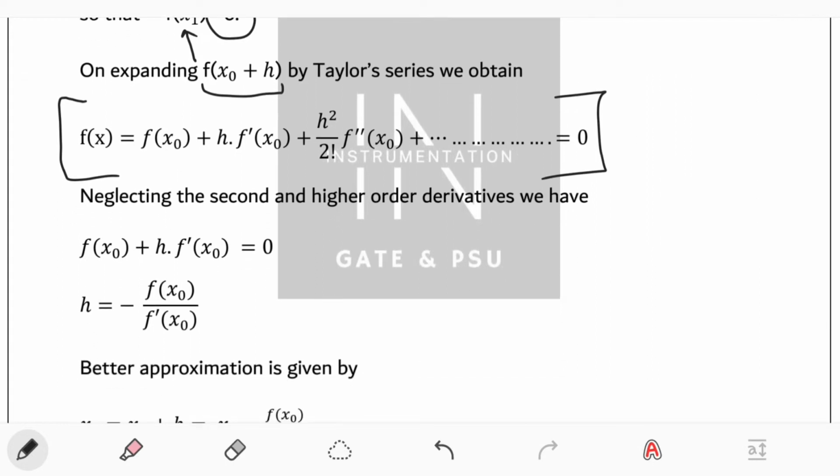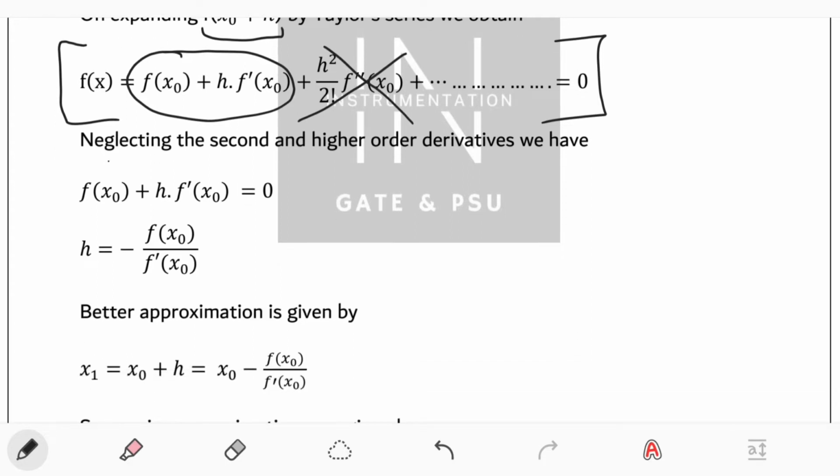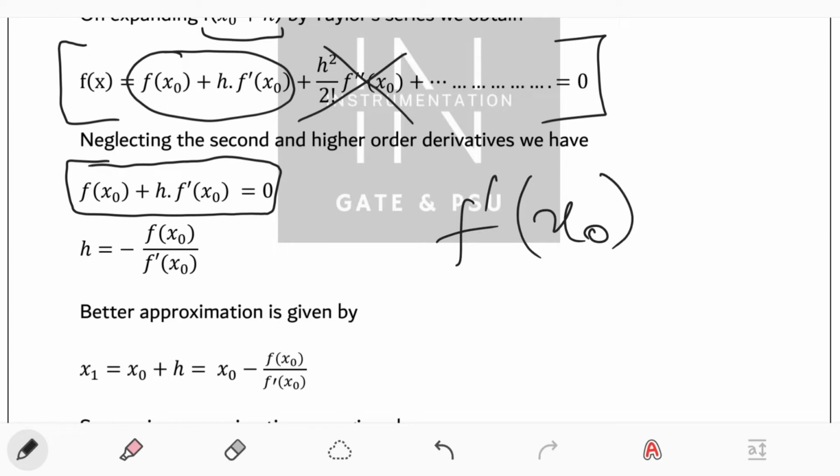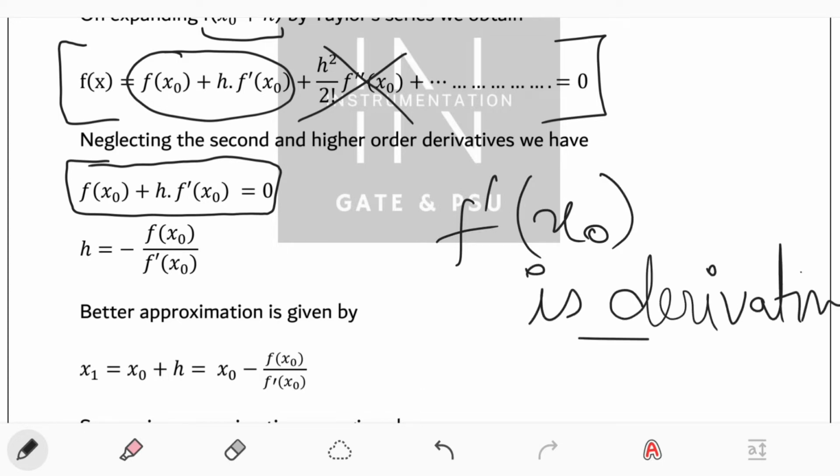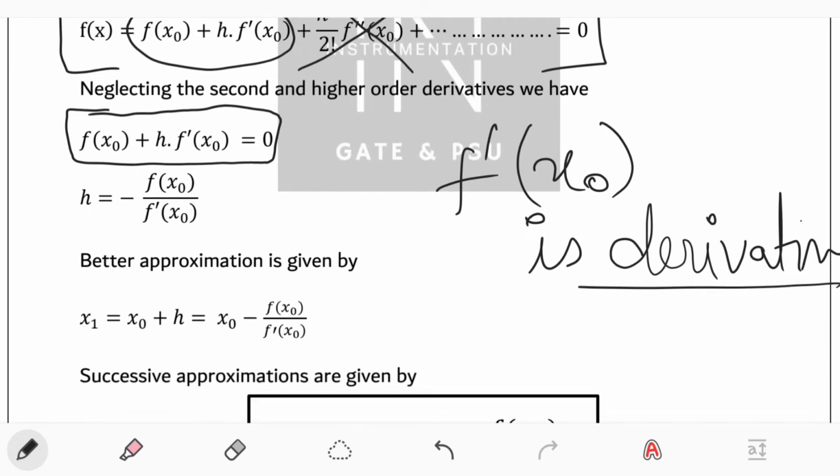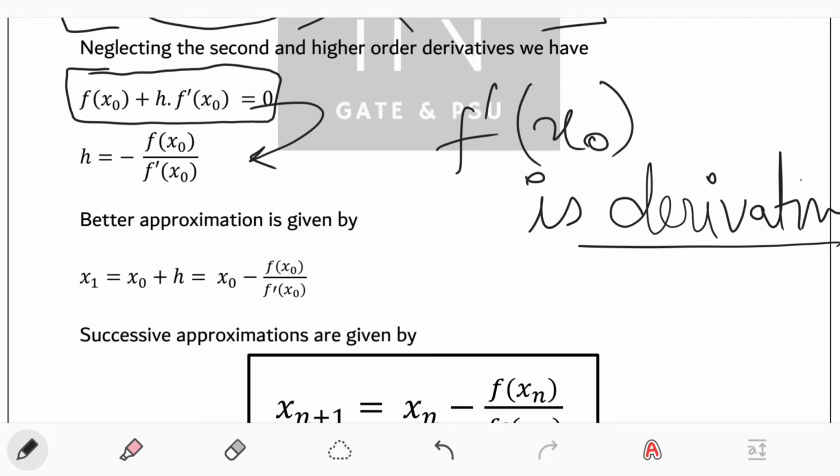And when you consider it only till the first order, when you neglect the higher orders, you will get the equation as f of x naught plus h into f dash of x naught. Here f dash of x naught is the first order derivative. You have to differentiate f of x for the first time and you will get f dash of x naught. So from this we have calculated the value of h, which equals minus f of x naught divided by f dash of x naught.